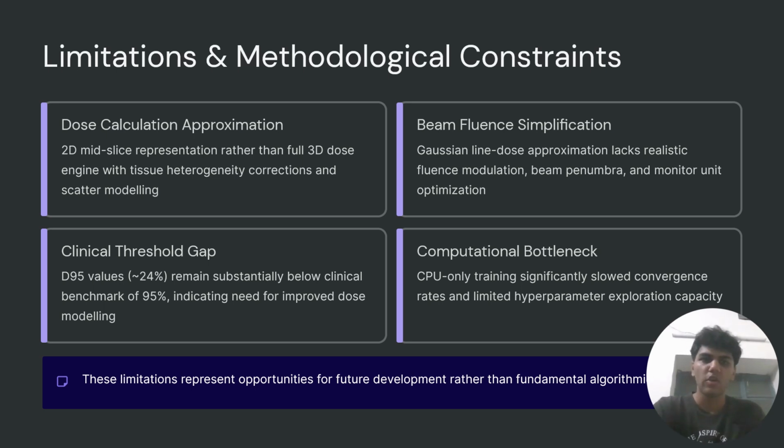The computational bottleneck for me was that the training was done CPU only, which restricted the scale and the hyperparameter tuning. GPU accelerated dose simulation will allow more complex architectures and faster convergence. The point to be noted in these limitations is that these are engineering constraints, not failures of the algorithm. They outline a clear roadmap for full 3D dose modeling, fluence optimization, and GPU accelerated learning to move toward clinical capability.